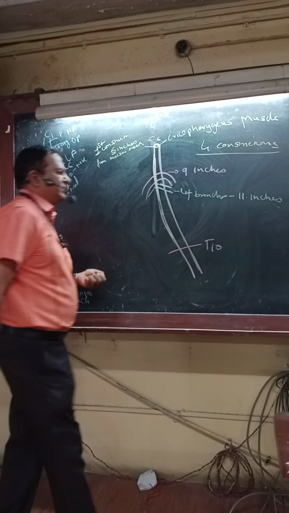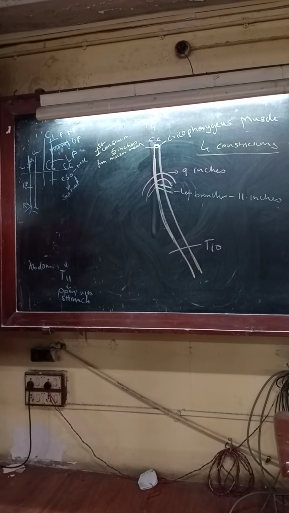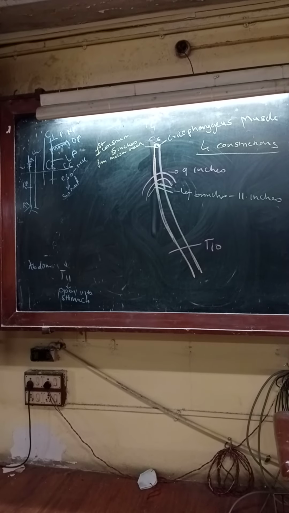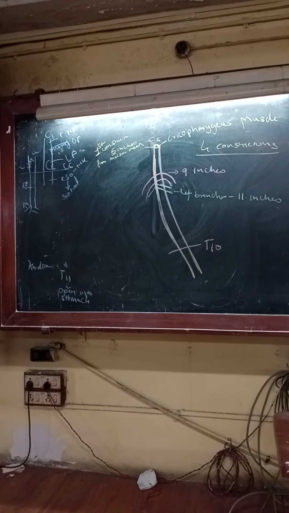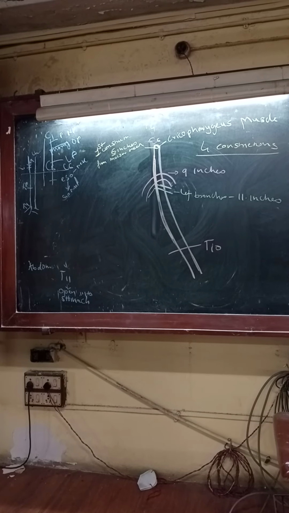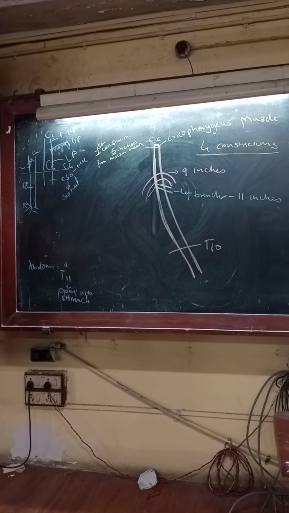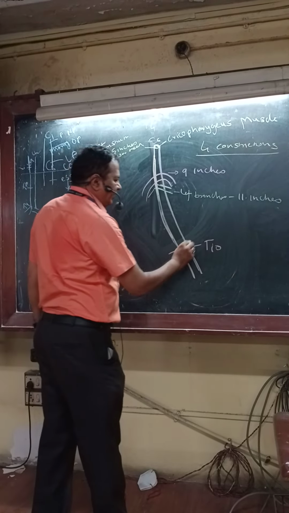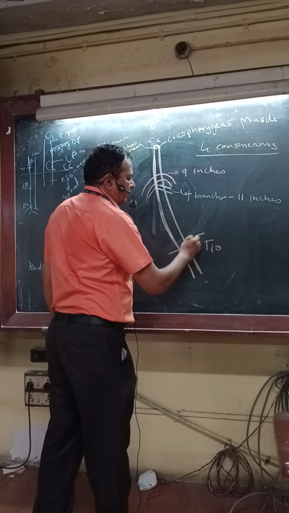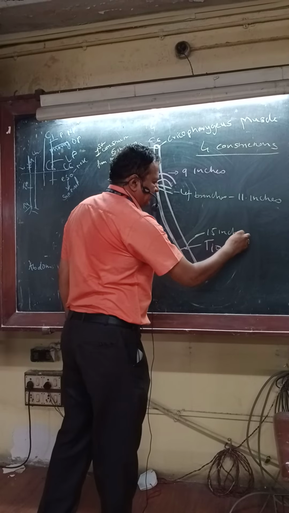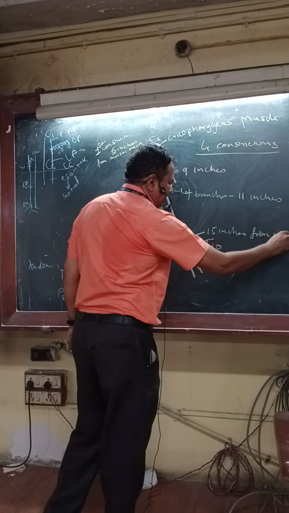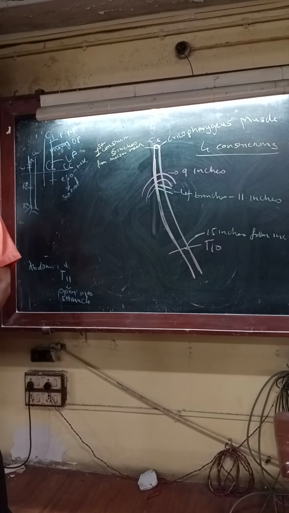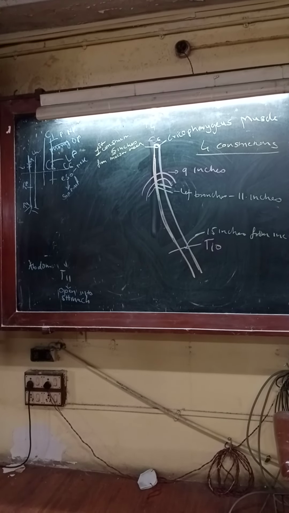That is 11 inches from the incisors. And the last constriction is felt here when the esophagus pierces the diaphragm, which is 15 inches from the incisors. So with simple mathematics, calculate the length of the esophagus.